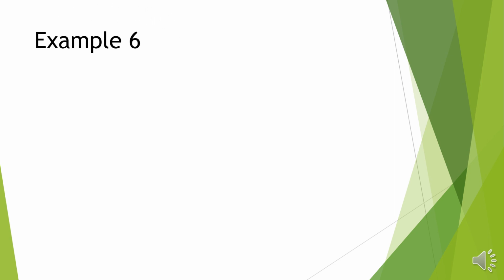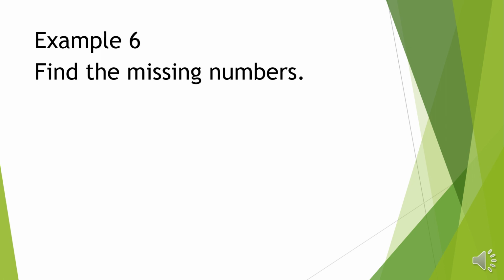Okay, so let's have example number 6. So find the missing numbers. So 1 is equivalent to, so over 100, and is equals to what percent? Okay, so the answer is 1 over 100, which is equivalent to 1%. If your answer is correct, so very good.